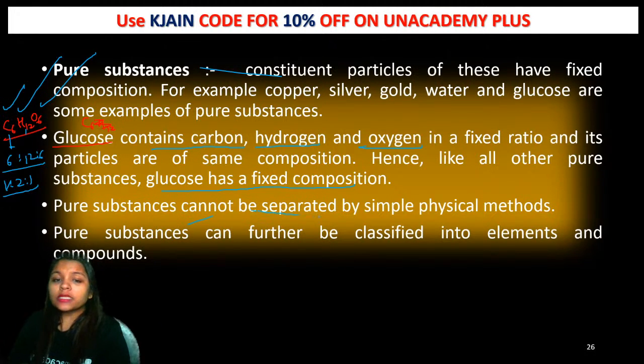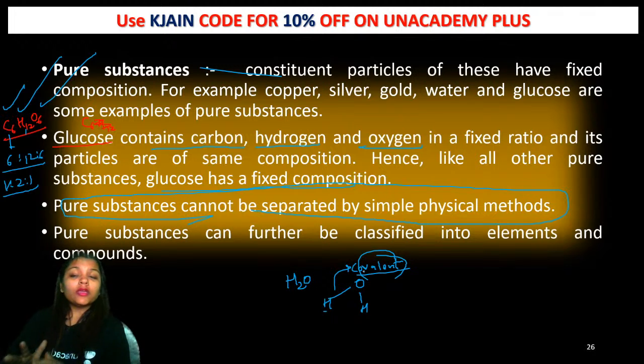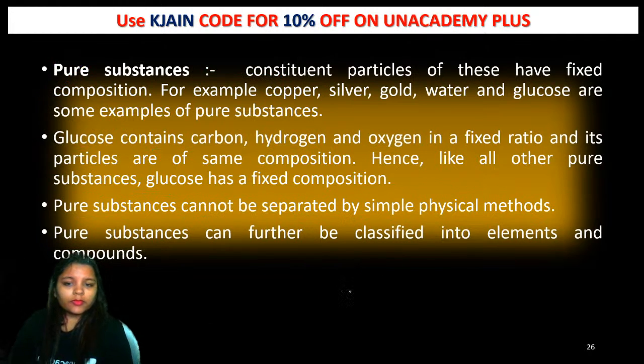Okay, a pure substance cannot be separated by simple physical methods. See, if you have water, there is a bond in between the hydrogen and oxygen. There is a covalent bond, right? You have already studied covalent bonding in class 10th. So you cannot easily separate this by physical methods. By physical methods, you can't separate the oxygen and hydrogen. Okay, so a pure substance is also classified into two different categories, that is elements and compounds.